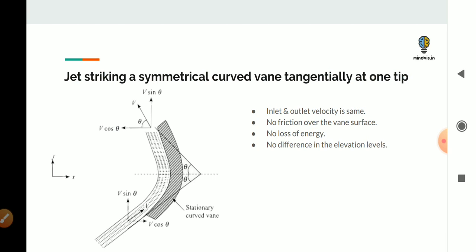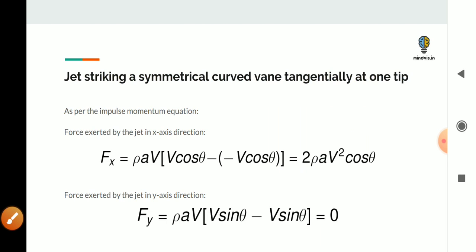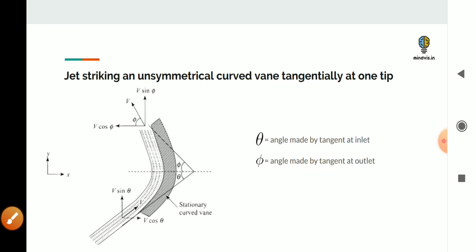The last case here is a jet striking a symmetrical curved vane tangentially at one tip. It is a similar case with the previous concept. So we have to calculate Fx with the same concept after resolving the forces at the curved section after striking of the jet. It is also a similar case.